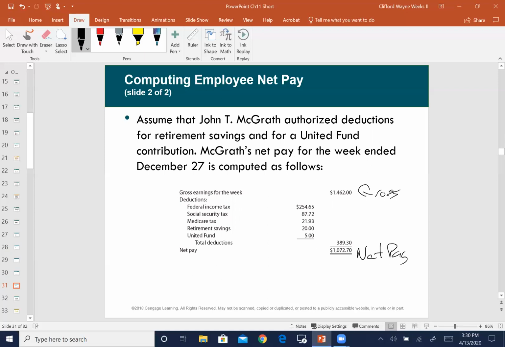From his gross pay, we subtracted his federal income tax, his Social Security, his Medicare, and then these are ones that we did not discuss. He had retirement savings of $20 and the United Fund of $5. So his total deductions were $389.30, bringing his net pay then down to $1,072.70. This is the cash that he's going to get, or that we're going to record as the payment to John T.